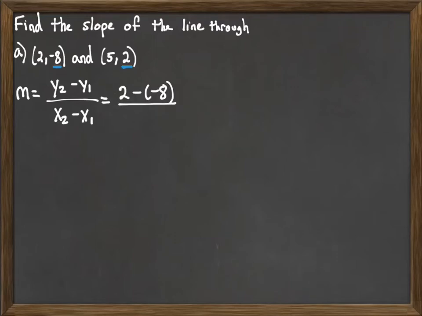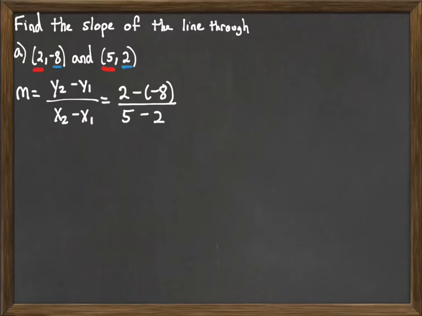Okay, over, and then we subtract our x's. My x's here are 5 and 2. Now it's very important in the slope formula that we maintain the same order when it gets to the denominator. So that's going to be 5 minus 2.